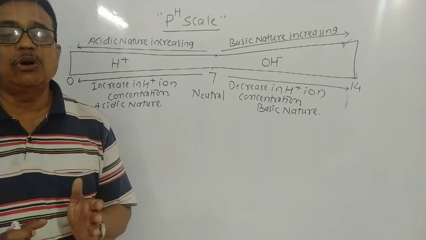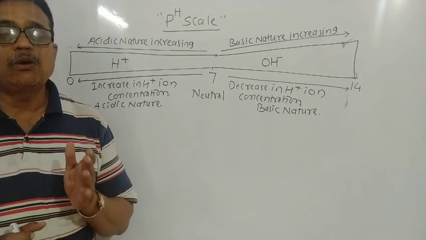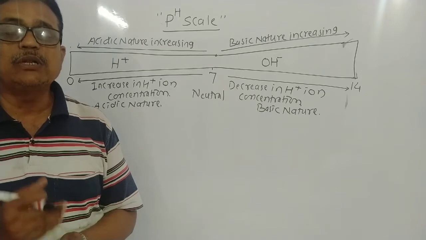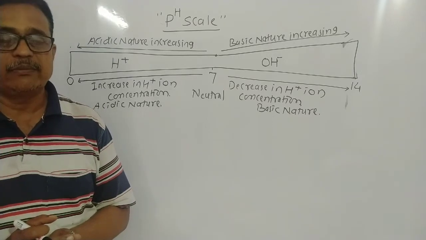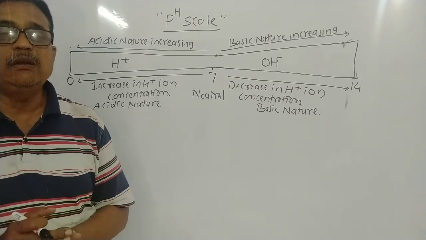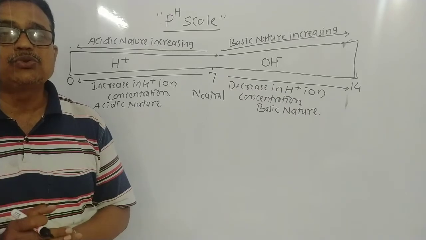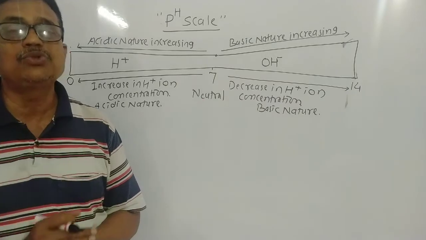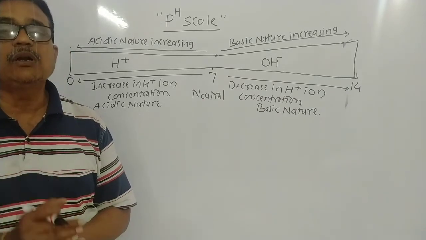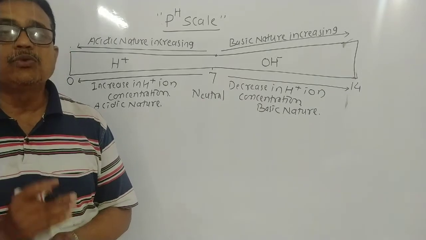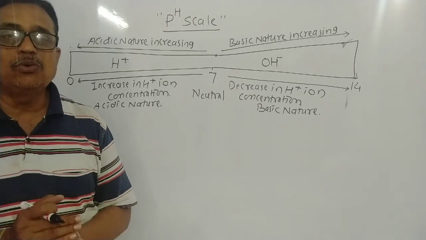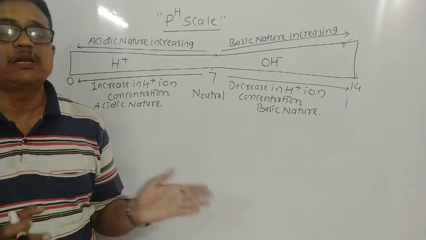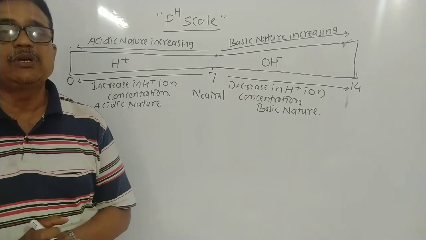Dear student, we studied the strength of acid and base in an earlier video lecture. What is a strong acid? If the solution of an acid gives a large number of hydrogen positive ions, that is called a strong acid. Then, what is a weak acid? If the acid solution gives a less number of hydrogen positive ions, then that is called a weak acid.